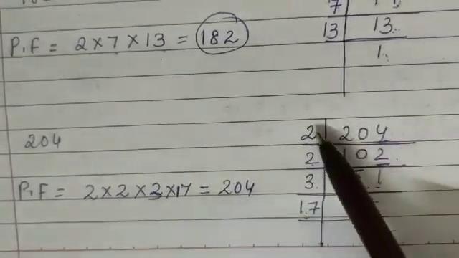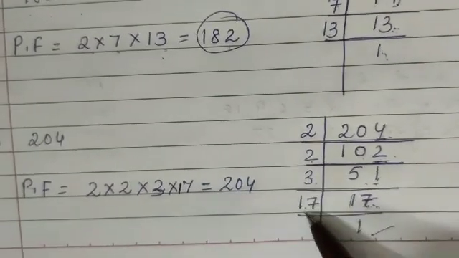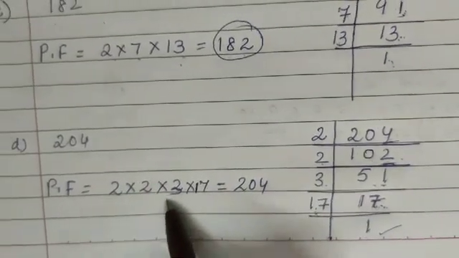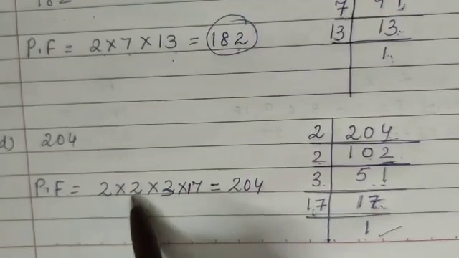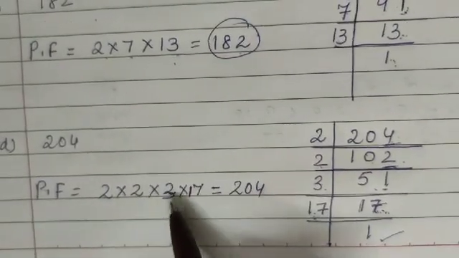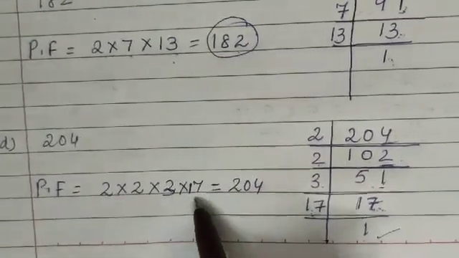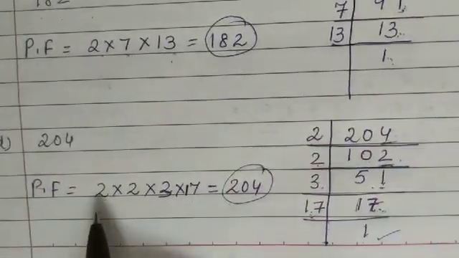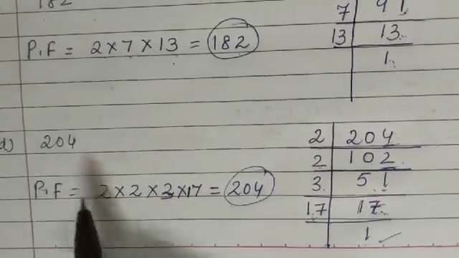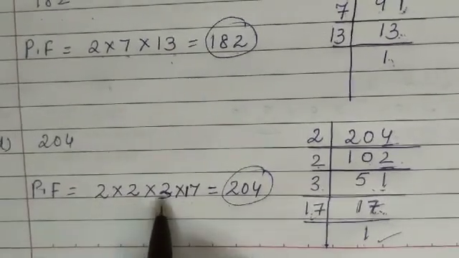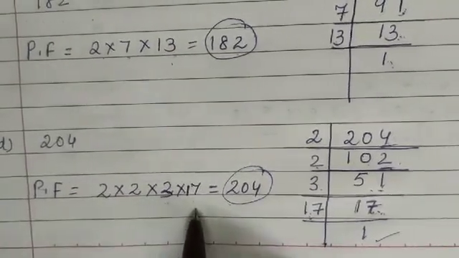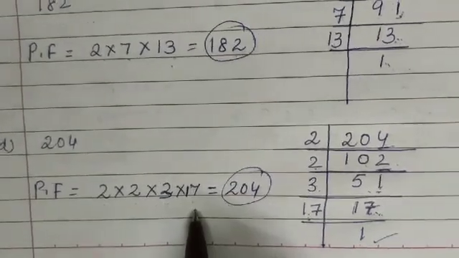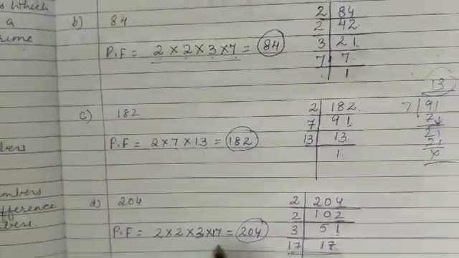Now the factors are 2, 2, 3, 17. 2 2s are 4, 4 3s are 12. When you multiply 12 by 17, it comes 204. So these are the prime factors of 204: 2 multiplied by 2 multiplied by 3 multiplied by 17. So this is all about exercise 5.7.